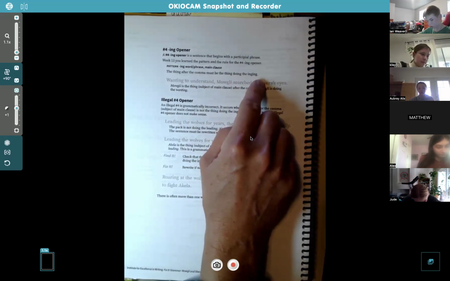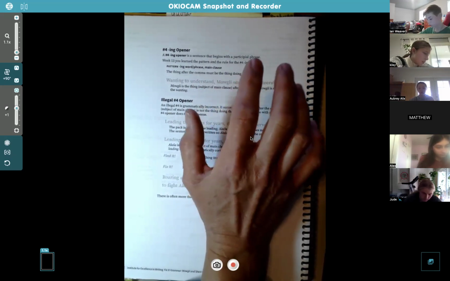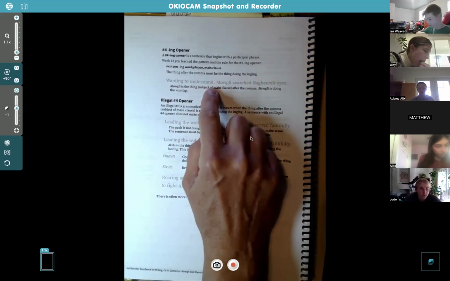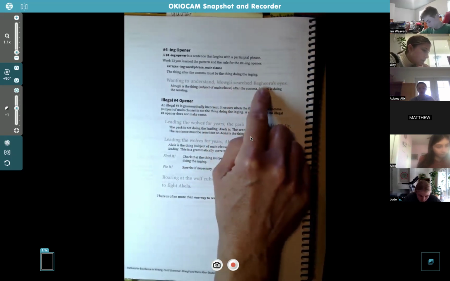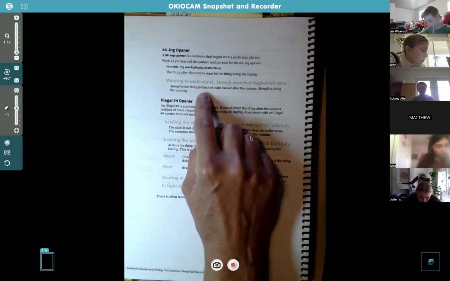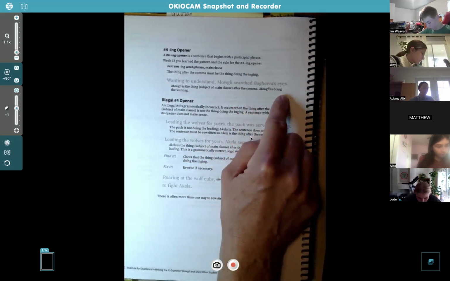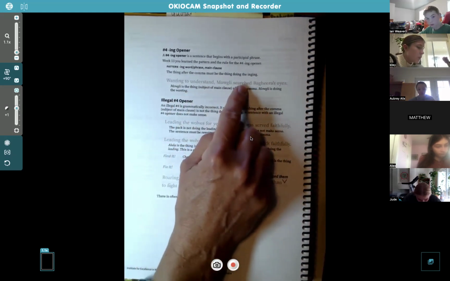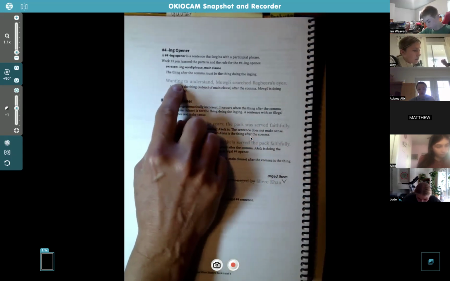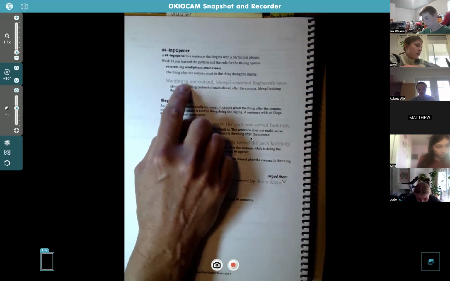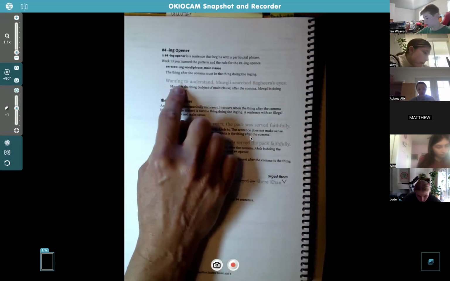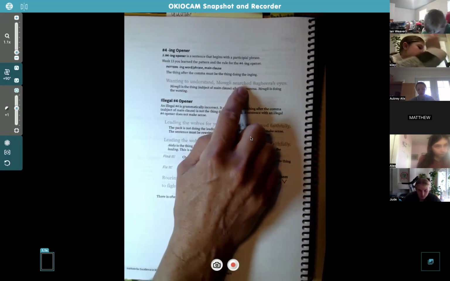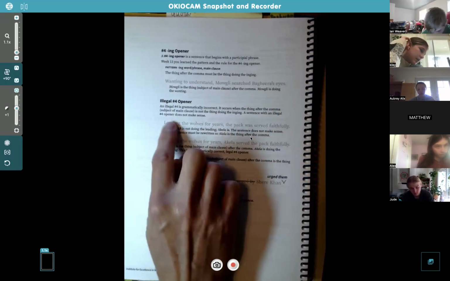Whatever the ing word is at the beginning, right after that comma has to be whatever or whoever it is doing that ing. Wanting to understand, comma, Mowgli searched Bagheera's eyes. Mowgli is the subject of the main clause after the comma, so Mowgli is doing the wanting. Also notice there's an extra verb after that. So not only do we have wanting, which is considered a participle, this is a participle phrase, wanting to understand, but then there's an extra verb on the other side here, searched. So keep that in mind. You will have to have a second verb after that.